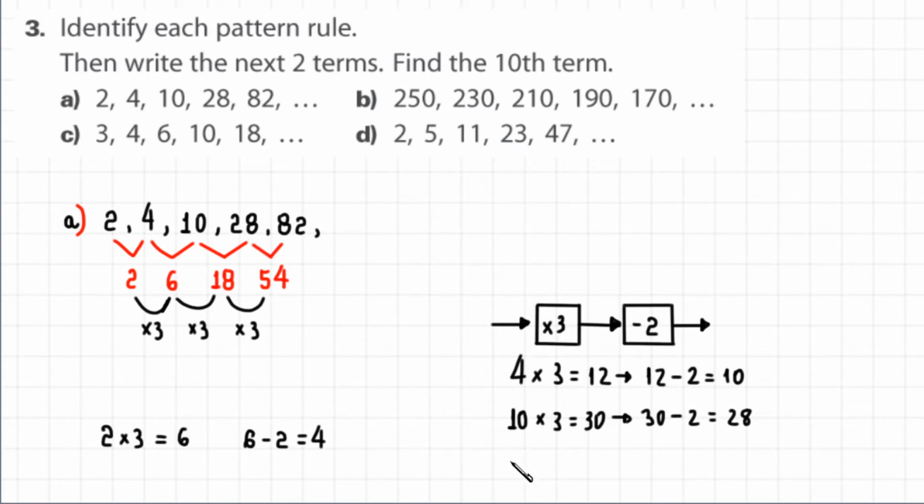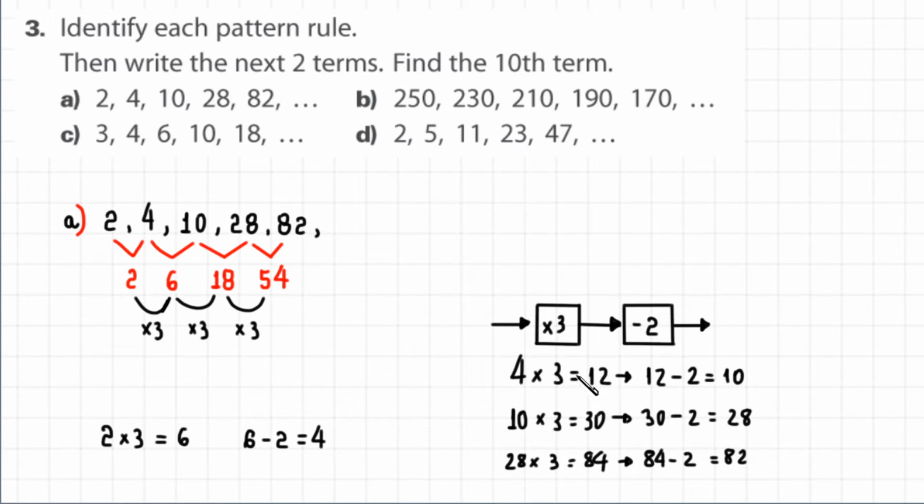Let's check one more time. With 28, if you multiply by 3, what do you find? Well, 3 times 20 equals 60, 3 times 8 equals 24, 60 plus 24 equals 84. And the next step is subtract 2, and 84 minus 2 equals 82. So that is the next number, and we really did. We found the pattern rule. We can write that down.